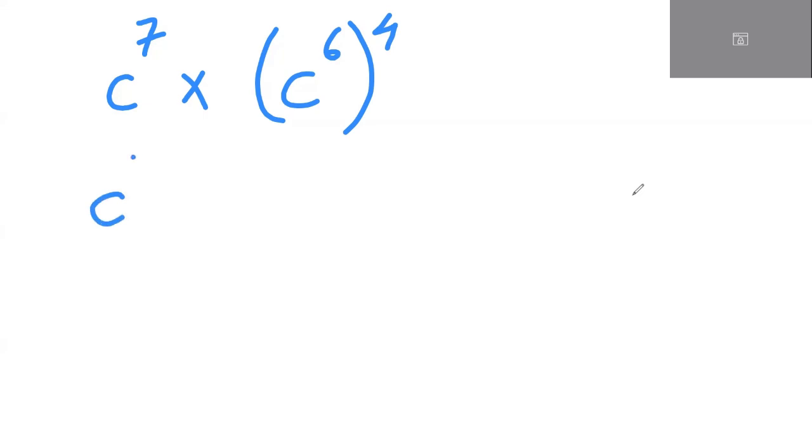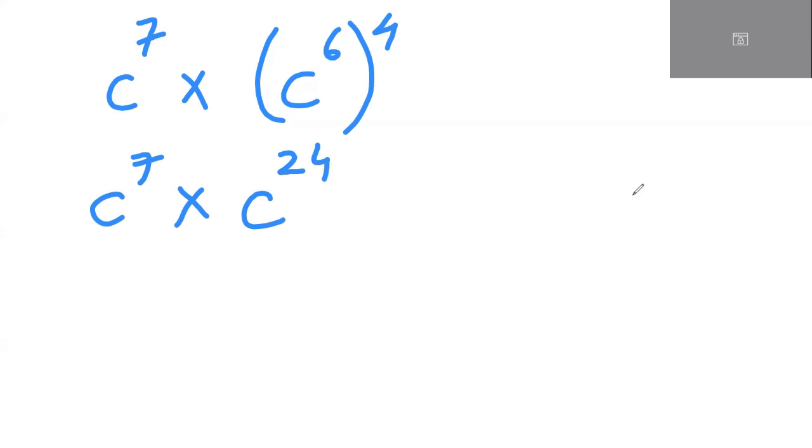C raised to the power 7 multiply C raised to the power 6 inside a bracket and the whole power is 4. Let's continue with this. C raised to the power 7 and this will become 6 multiplied by 4, which will give you 24. 6 multiplied by 4, 6 fours are 24.